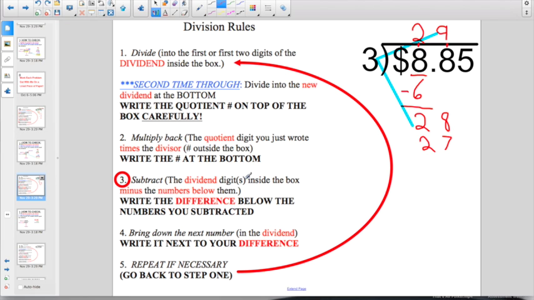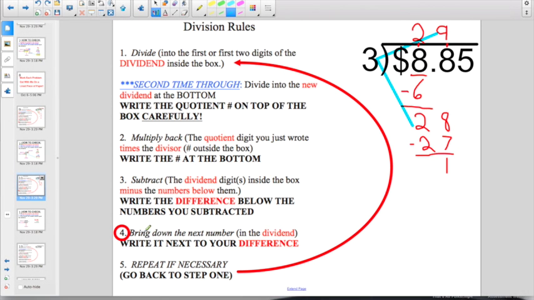The dividend digits inside the box, which was 28, minus the numbers below them. So 28 minus 27. What is 28 minus 27? That would give us 1. Write that number below.